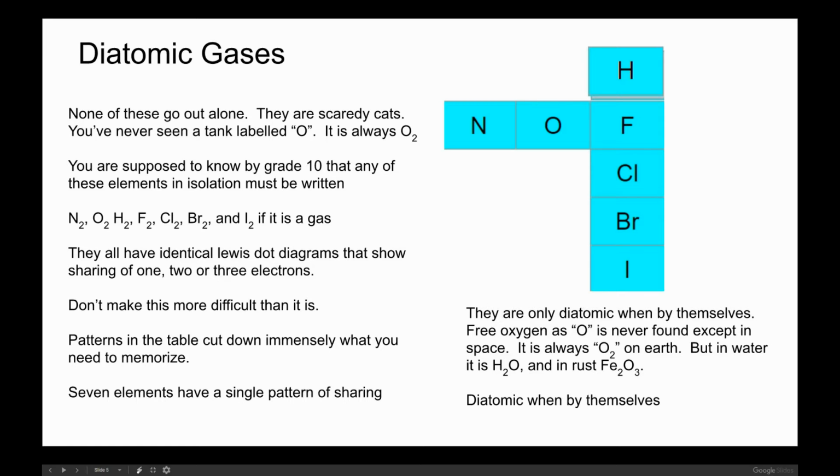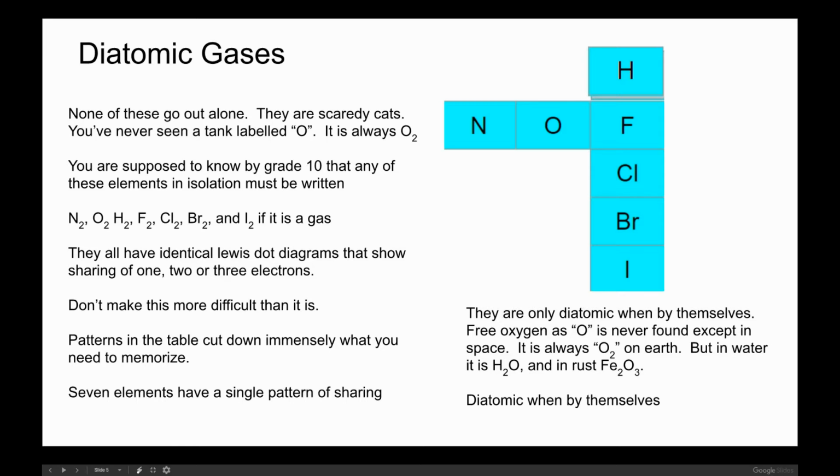Now, let's look at these so-called diatomic gases. Diatomic gases mean two atoms, not die! Alright? You are supposed to know that all of these appear in pairs, like pants, like other things. N2, O2, H2, F2, Cl2, Br2, and I2 if it's a gas. Come on, it's not hard to remember that.